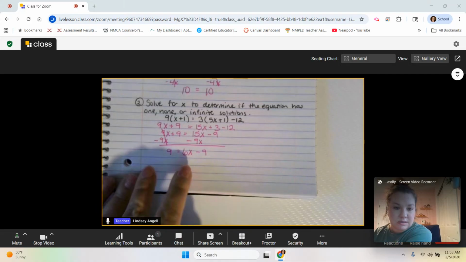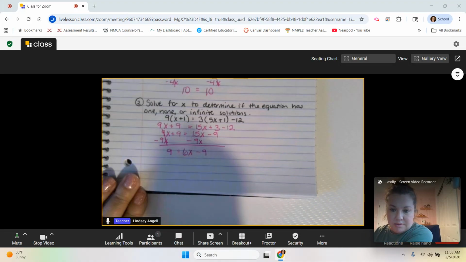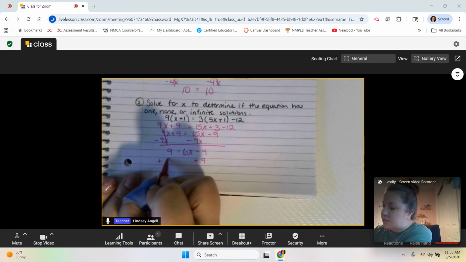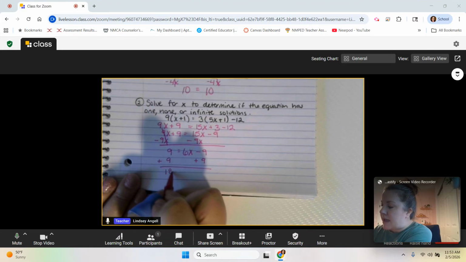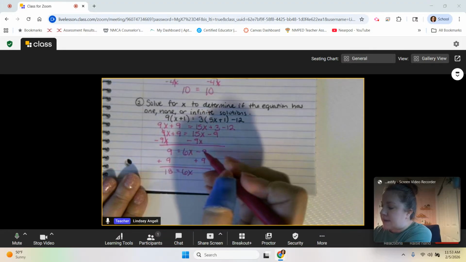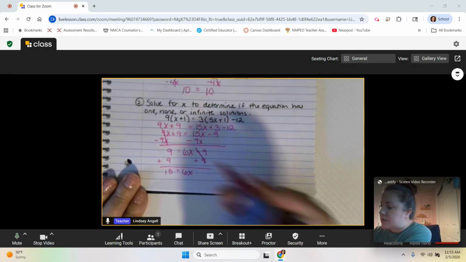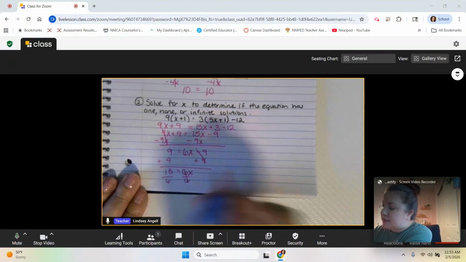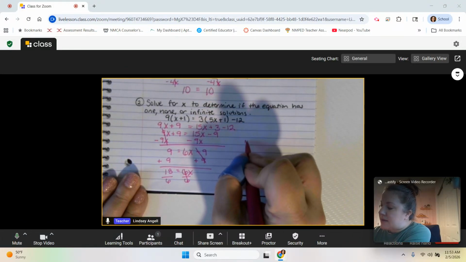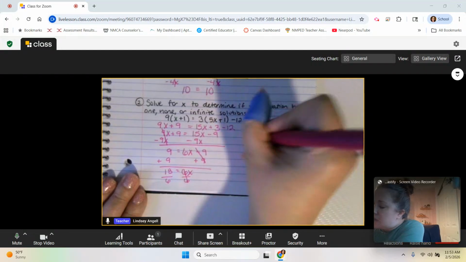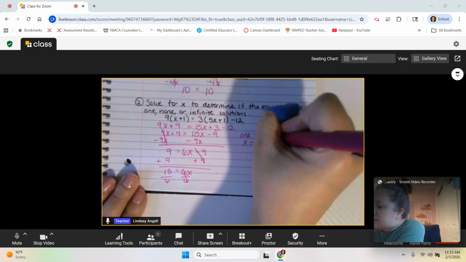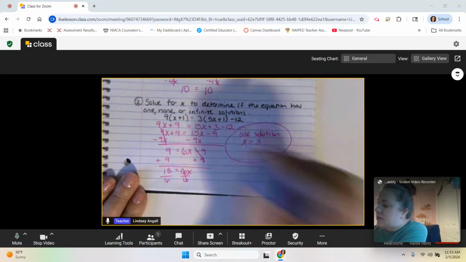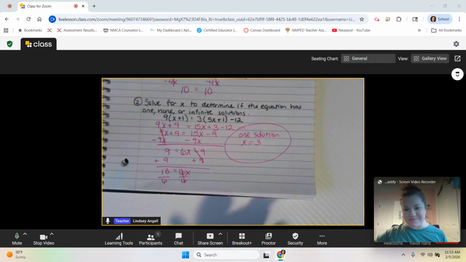Right, because nothing has fully canceled out yet. Then I can add 9 to both sides. So we've got 18 equals 6x, right? Because negative 9 plus 9, those are 0. Divide by 6, divide by 6. Okay, 18 divided by 6 is 3. So this would be one solution, and x is equal to 3. Okay?